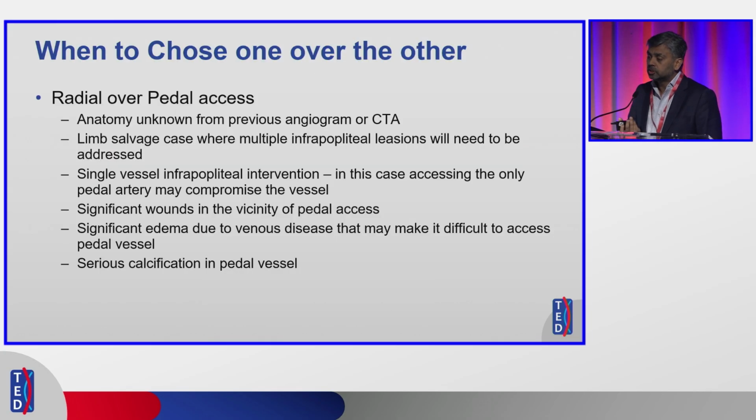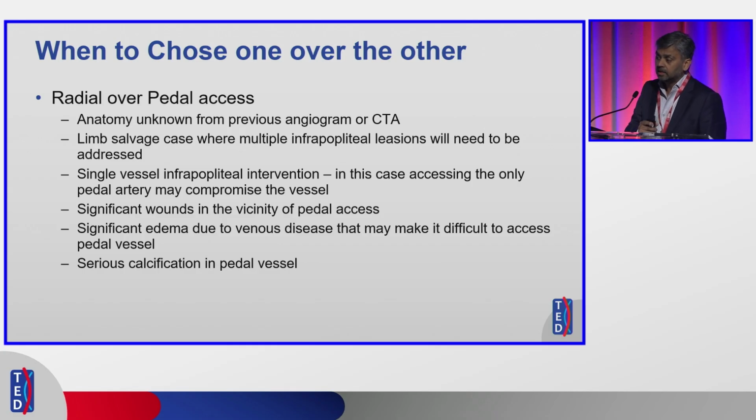So when do we really choose radial over pedal access? I would choose radial over pedal if I don't know the anatomy. If I'm starting off a case, I have a CTA, but I'm not entirely clear, I could do an angiogram from the radial and use that to perform intervention at the same time. Limb salvage cases where multiple infrapopliteal lesions need to be done. So from the radial access, I could do my SFA, pop, and all 3 infrapopliteal vessels.